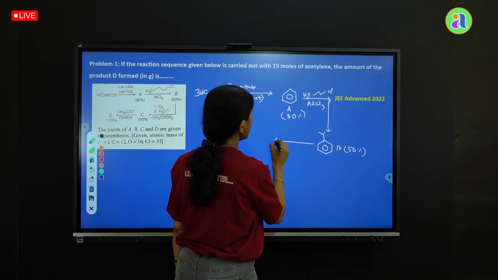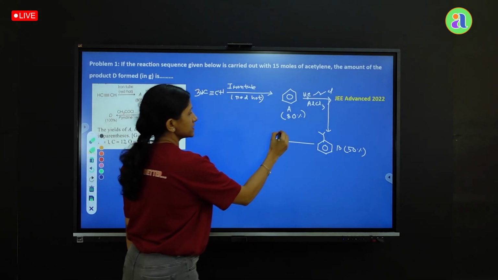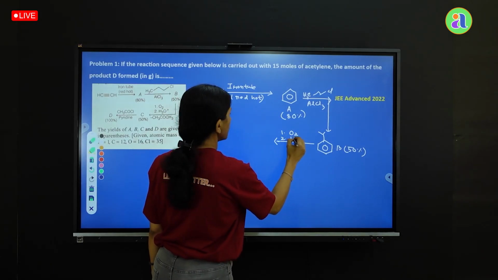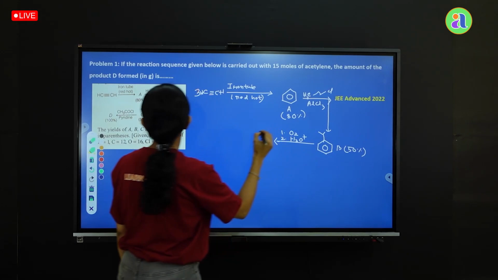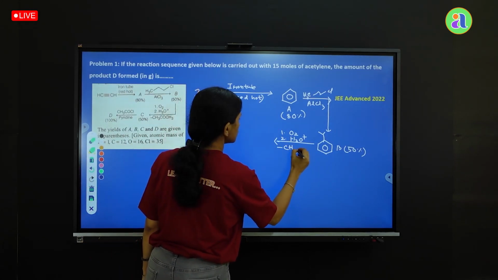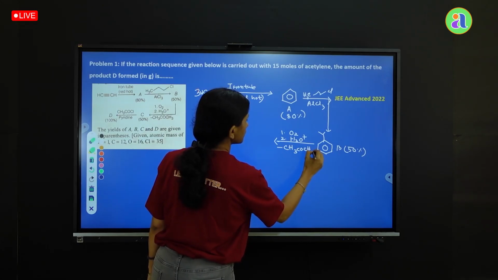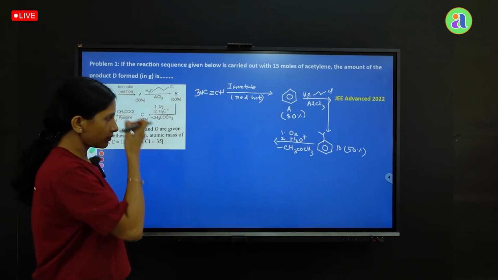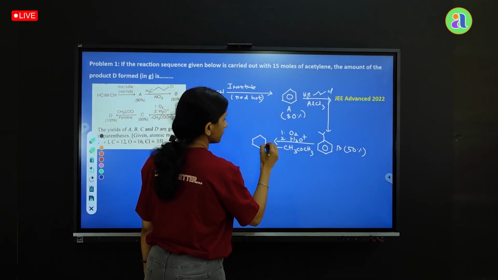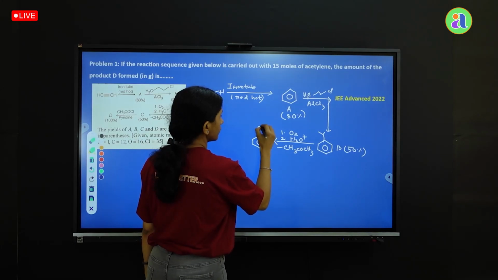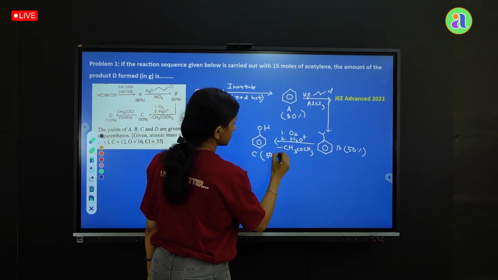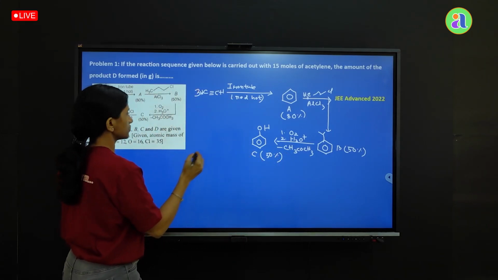Now if you apply first O2, second H3O+, and third, if you remove CH3COCH3 from this product B, you will get the C as your phenol. This is our C, which is also formed 50% during this reaction.